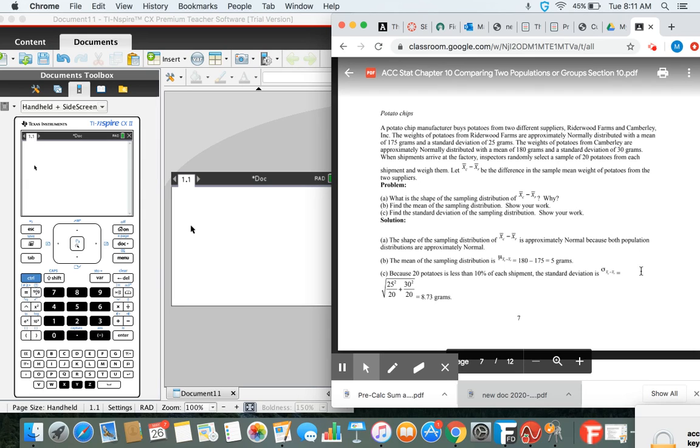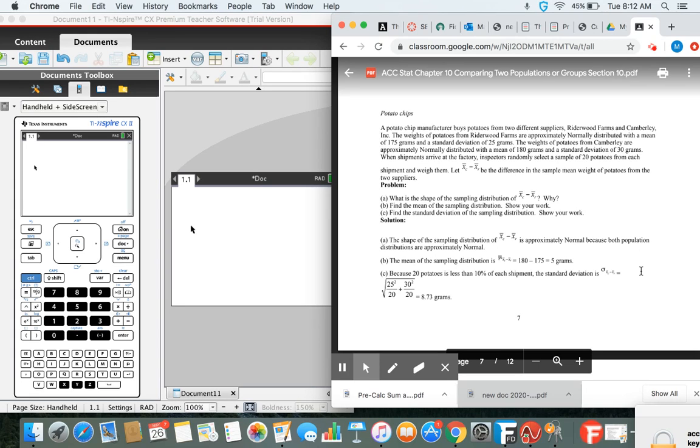Okay, so if the population distribution is normal, the sampling distribution is normal. So that whole idea of the normal large sample condition, remember, there's multiple ways to check that off. The first one is, does the problem tell you that the distribution is normal? And this one does. Because we know that, we now know the shape of the sampling distribution. The mean here is pretty simple. It's just the difference of the two. Because think about it, the mean difference is what we're finding, right? So the average difference would simply just be 180 minus 175, which is 5 grams.